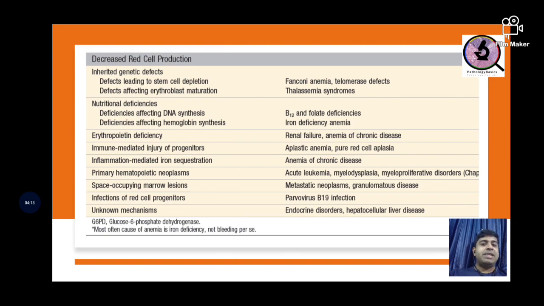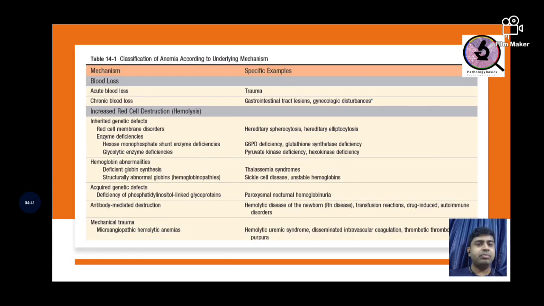What are the causes of decreased red cell production? Decreased red cell production is most commonly due to nutritional deficiencies like iron, folate and B12. It may be due to genetic defects such as thalassemia. It may be due to renal failure because there is decreased erythropoietin production. It may be immune mediated such as aplastic anemia, and so on. We'll discuss each of them in detail as we come to them. Blood loss anemia may be due to trauma, or there may be gastrointestinal or other blood loss in the body. Increased red cell destruction is mainly hemolytic anemias.